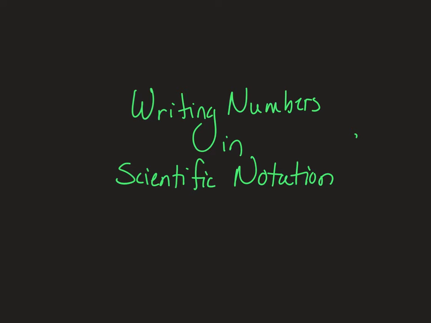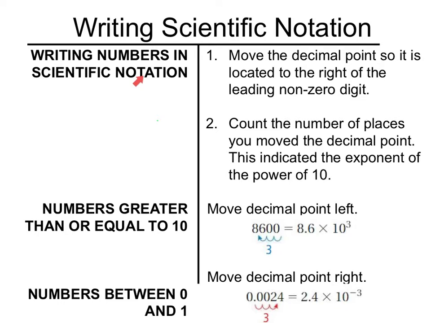In this video, we're going to look at how to write numbers in scientific notation. There are two steps. The first is to move the decimal point so it's located to the right of the leading non-zero digit. So you're going to create the factor first. The second part is when you create the power of 10. You're going to count the number of places you move the decimal point. This indicates the exponent of the power of 10.